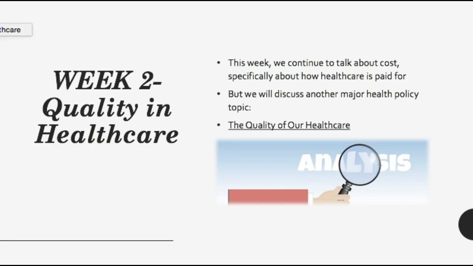So again, this week we will continue to talk about cost and specifically how healthcare is paid for. I want you to also think about quality this week. So even though we continue our discussion of costs, you're going to have readings about healthcare financing, there's a lot of underlying quality issues in there too, so make sure to look for those.